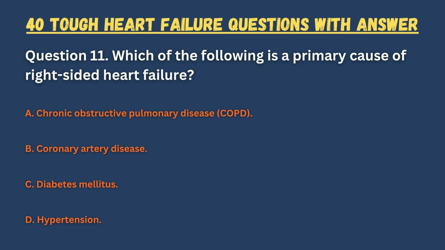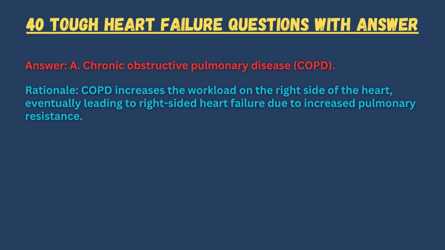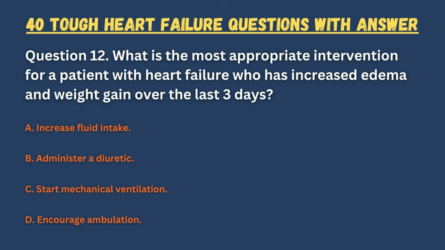Question 11. Which of the following is a primary cause of right-sided heart failure? A. Chronic obstructive pulmonary disease, COPD. B. Coronary artery disease. C. Diabetes mellitus. D. Hypertension. Answer: A. Chronic obstructive pulmonary disease, COPD. Rationale: COPD increases the workload on the right side of the heart, eventually leading to right-sided heart failure due to increased pulmonary resistance.